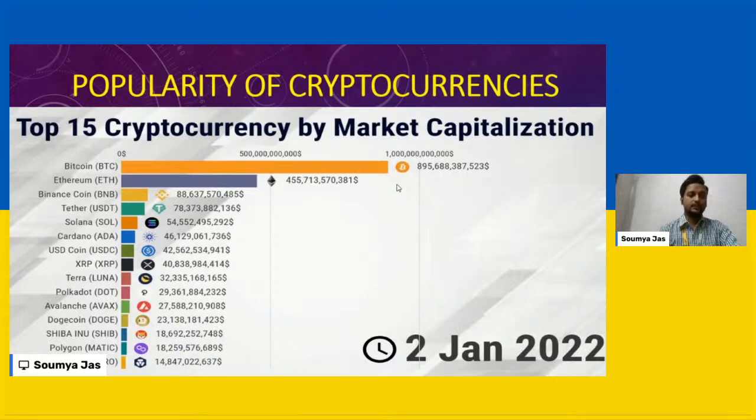Then there is Ethereum, which has also boomed a lot. And also Binance Coin is there, Tether is there, USD Coin, XRP. So these are the cryptocurrencies that you can take.